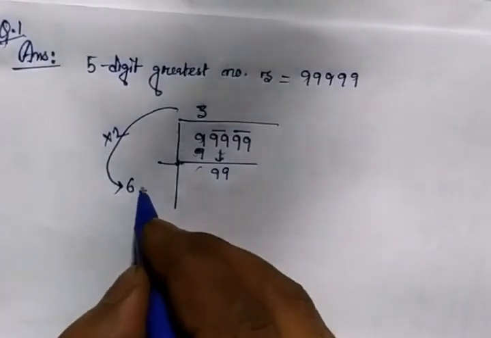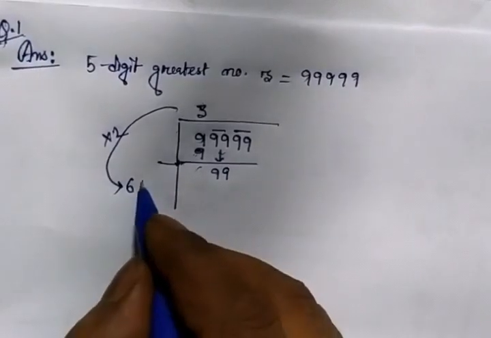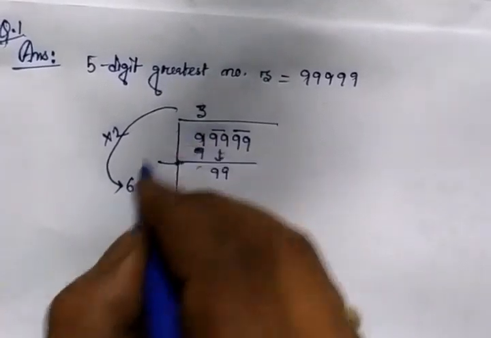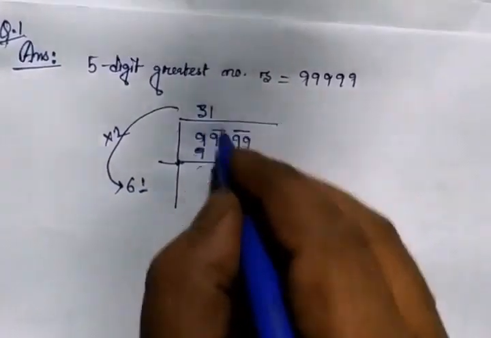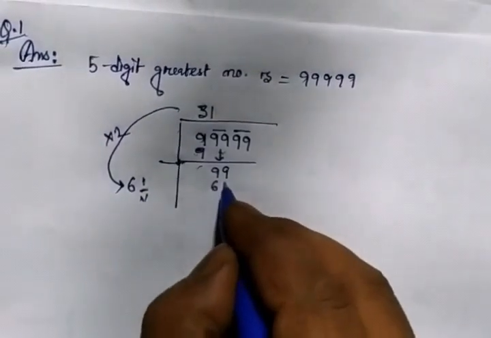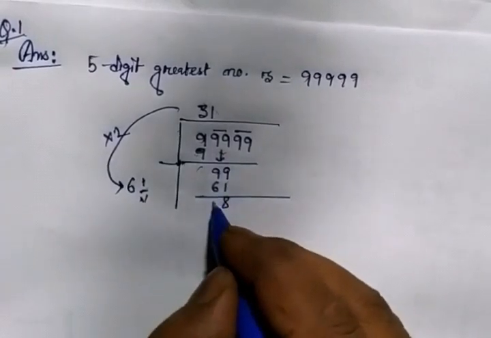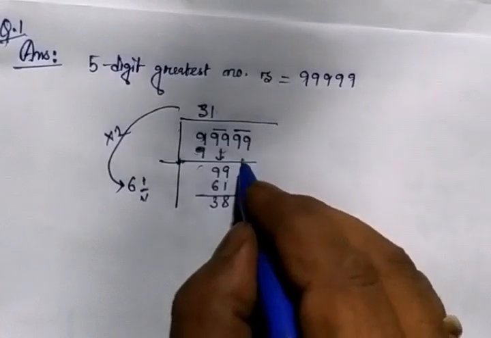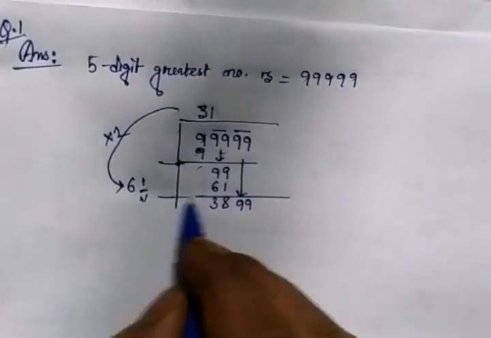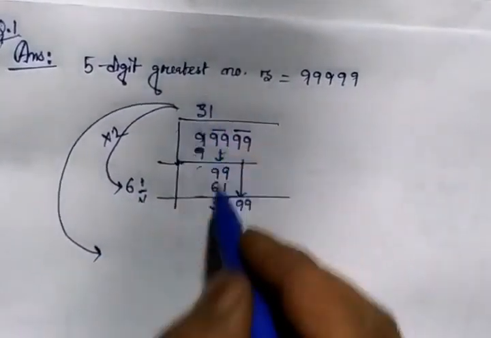If we take 1 here, then multiplied by 1. If we take 2, then multiplied by 2; if we take 2 here, the result is more than 99. So 1 multiplied by 1 gives 61, and if we subtract, it is 38. Then 99 comes down. Next step, again here comes double of 31.